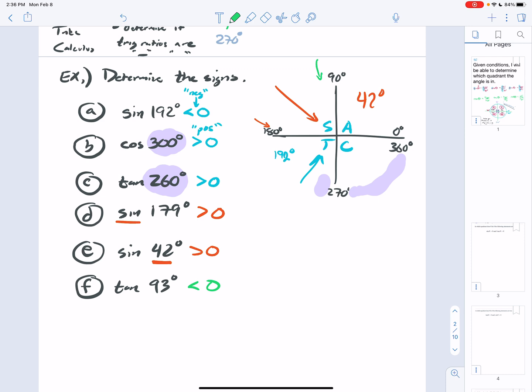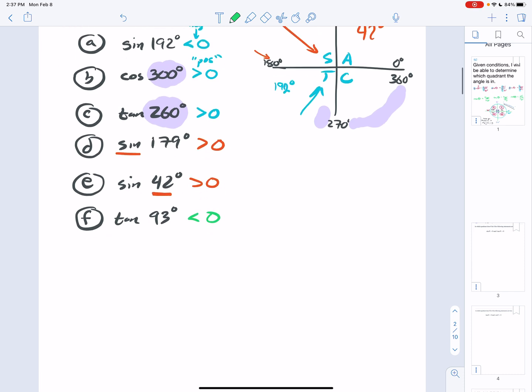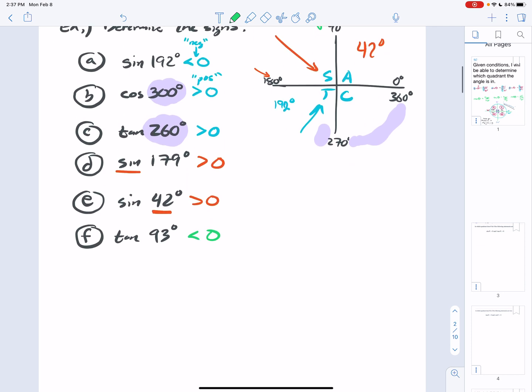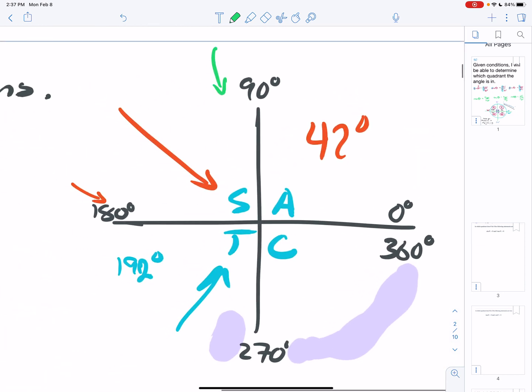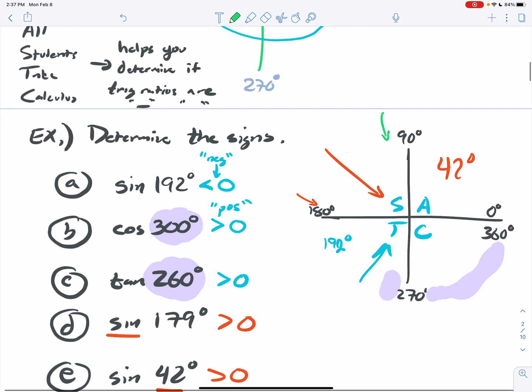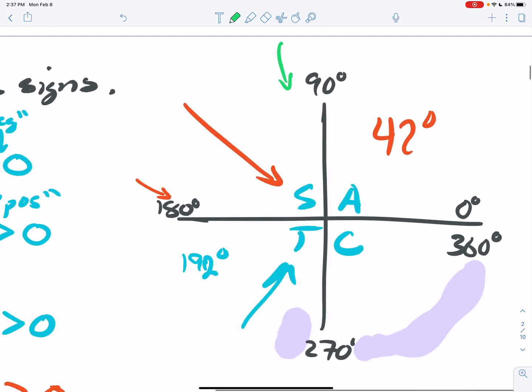Okay, so that's the first idea. All you have to figure out is if it comes out positive or negative. So first step is, what quadrant am I in? And do I have something positive or negative? Okay? Okay, so here's a question for you guys. And please do answer it on your own, okay?